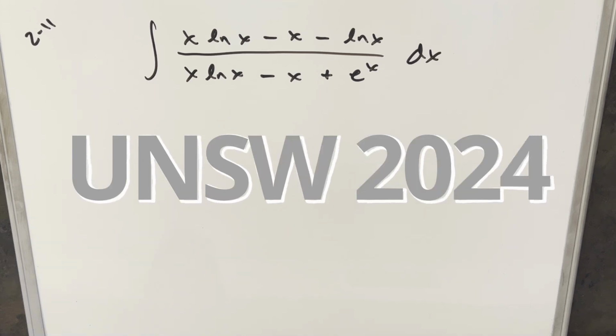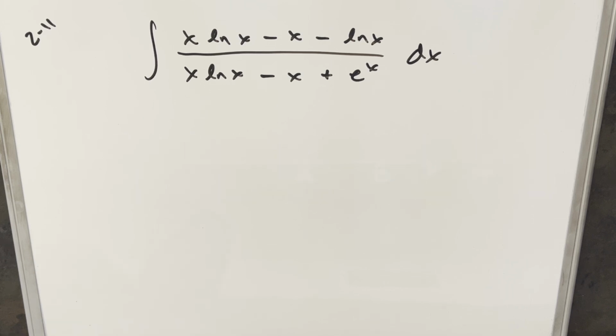Okay, we have here today a really good integral from the UNSW integration meet 2024, round 2, problem 11. We have the integral of (x ln x minus ln x) over (x ln x minus x plus e to the x) dx.